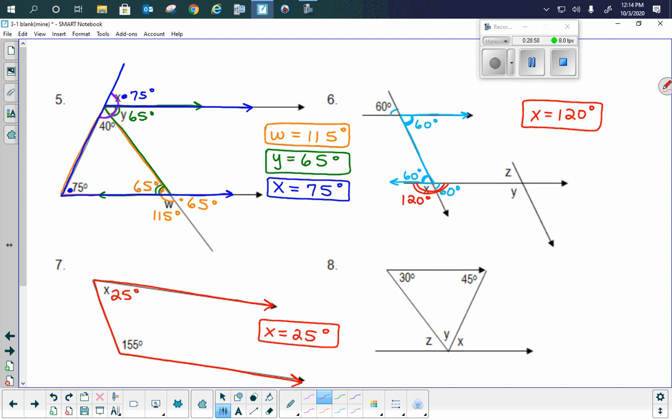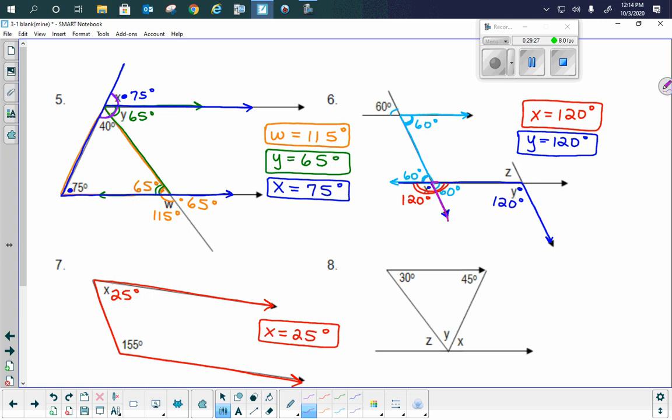X and Y are sitting inside of an F with the appropriate parts being parallel. So X and Y should be equal to each other because they are corresponding, right? This part and this part are equal. So Y would be 120 degrees. Was there a different way to do Y? Of course.